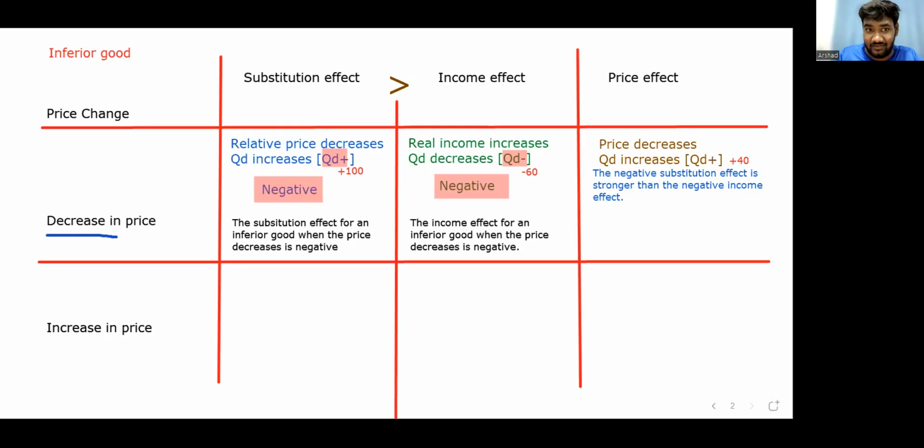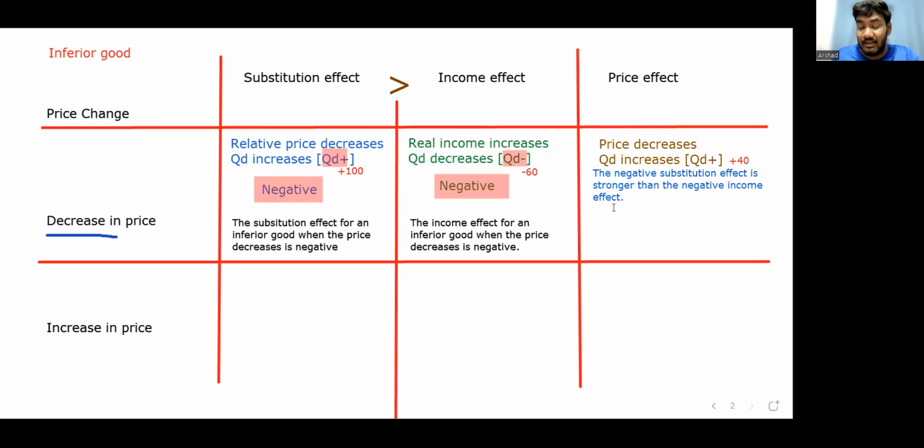For an inferior good, remember, when your income increases, you buy less. When real income increases, you switch to better products. So you're buying less, QD is decreasing. That's why when real income increases, this is decreasing. So I say minus here, a negative place.